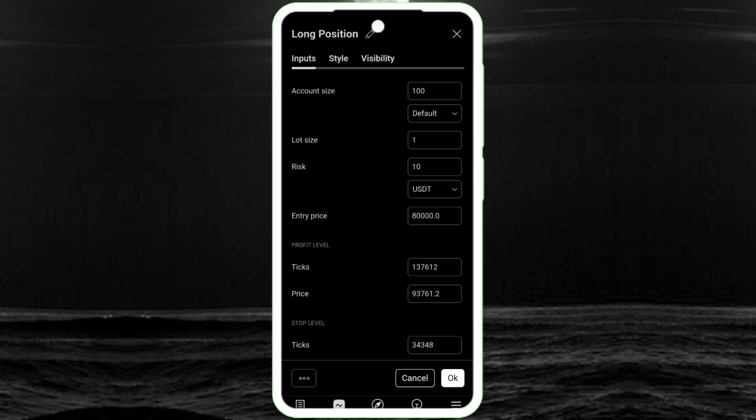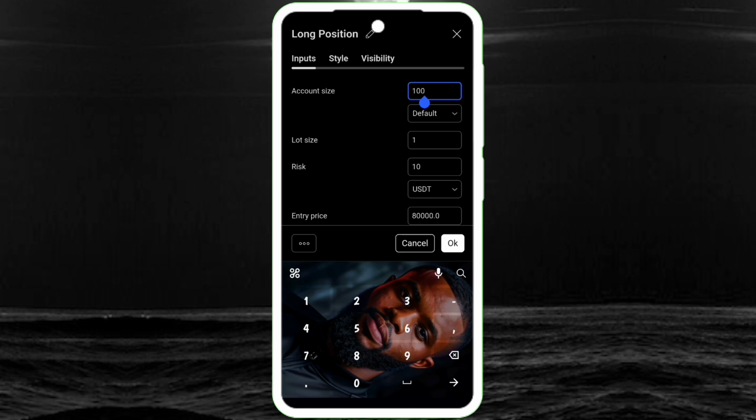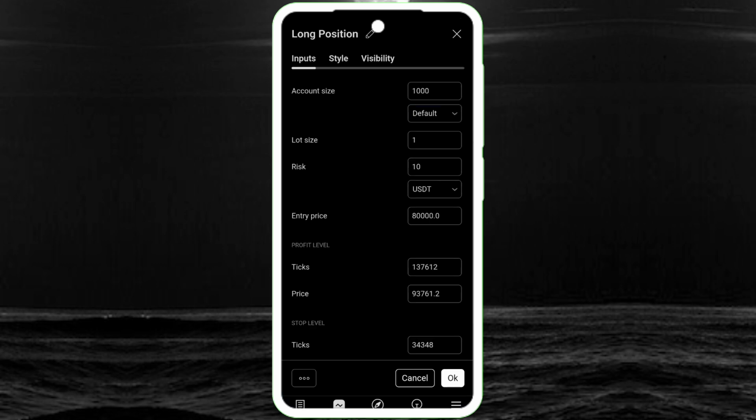Let's say you have a $1,000 account size. You come here and put 1,000. This is $1,000. Now leave it on default. Then the lot size, leave it on 1. Always leave it on 1.